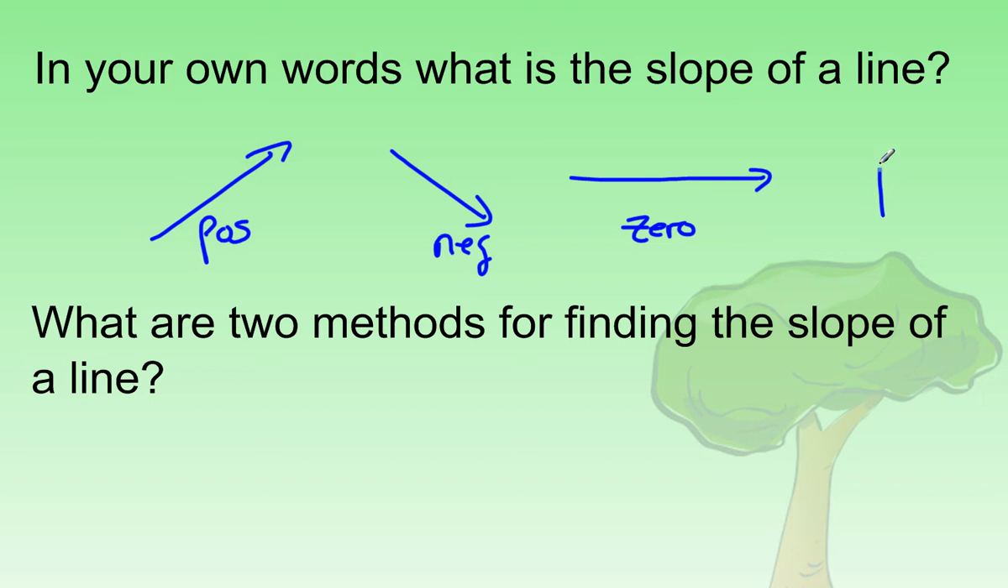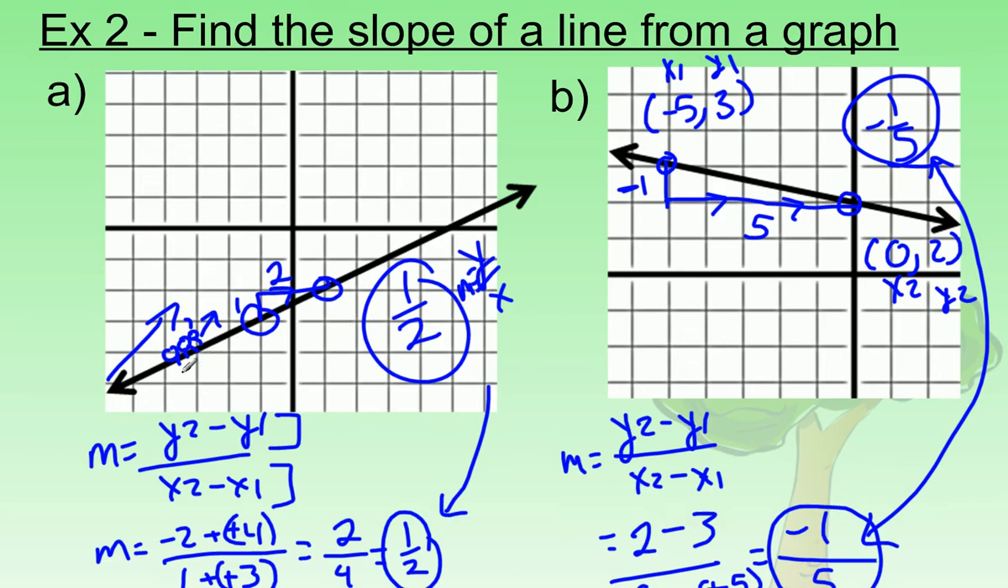And if the line is going straight up and down, when you do the slope formula, you get 0 divided by 0, which doesn't work, or something divided by 0, which doesn't work. So this is undefined, or has no slope. So apart from telling you if it goes up, down, flat, or up and down, it also tells you how steep it is. So this line of 1/2 was not very steep.